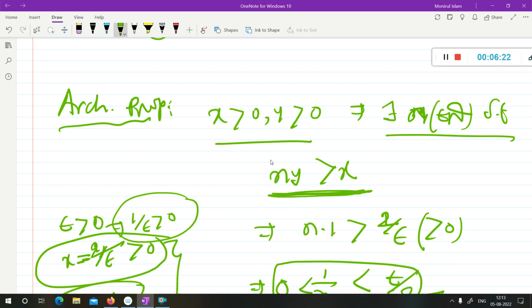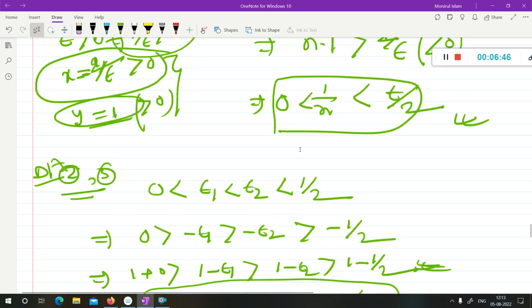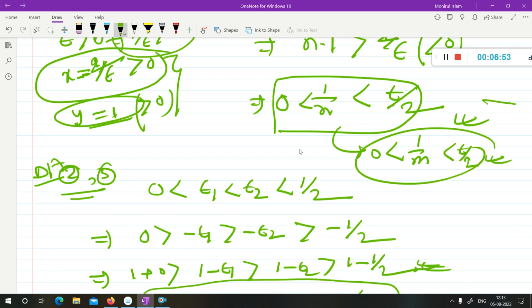So if you take y is 1 and x is 2 by epsilon, then 1 is positive, and 2 by epsilon is also positive. So you can apply the Archimedean property here. So there is n such that n is greater than 2 by epsilon. Now we take this as 0 less than 1 by n less than epsilon by 2. You can choose m equal to n, so this gives 0 less than 1 by m less than epsilon by 2. I have written that I have taken these two inequalities.